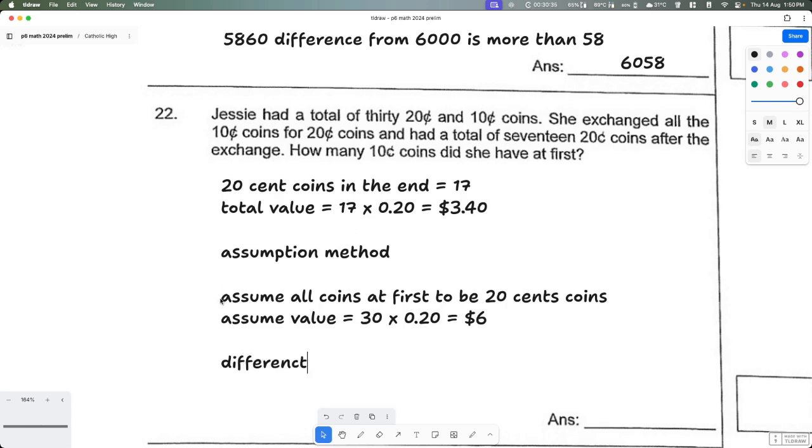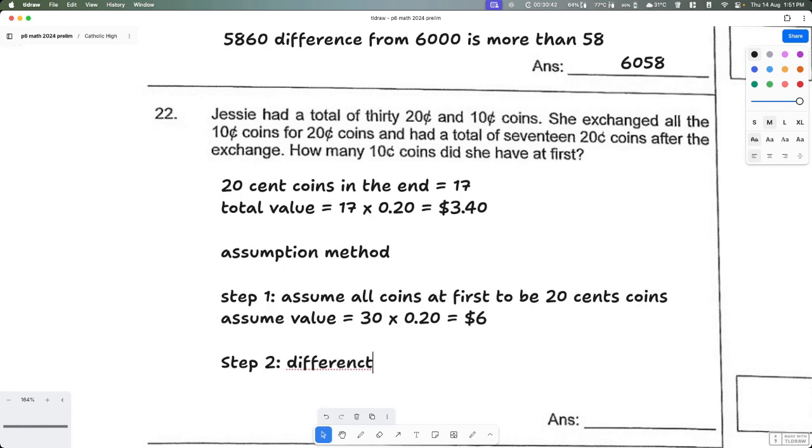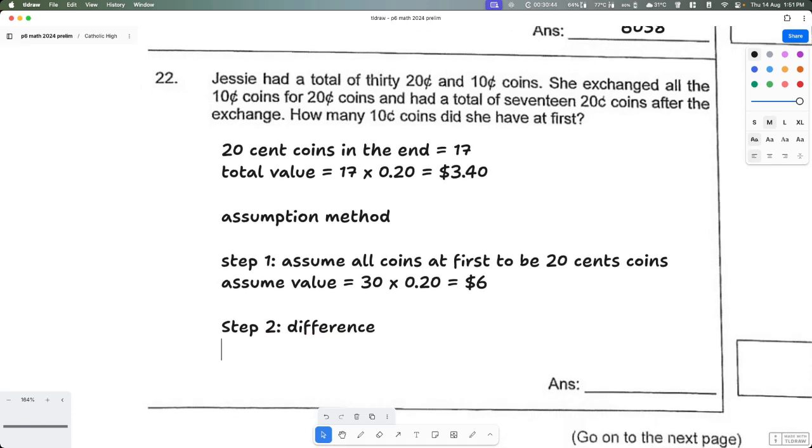So step one is assume all coins. Step two is difference. Get the total difference, which is 6 minus 3.4. This will give us $2.60. Then the value difference is 0.20 minus 0.10, which gives us 0.10.